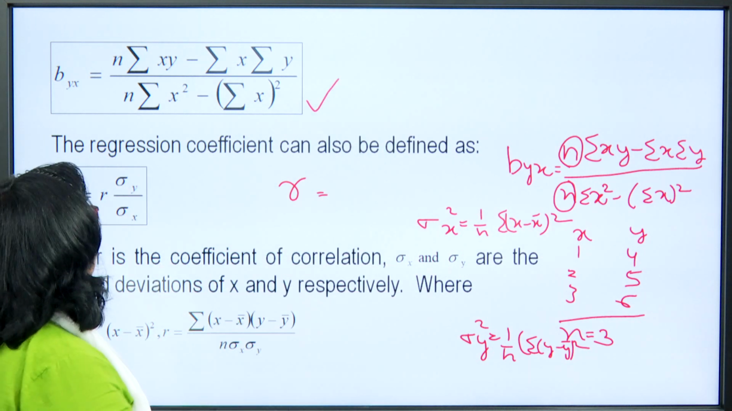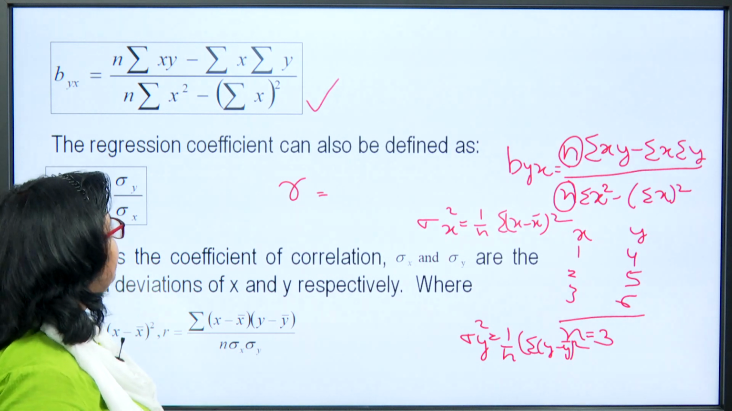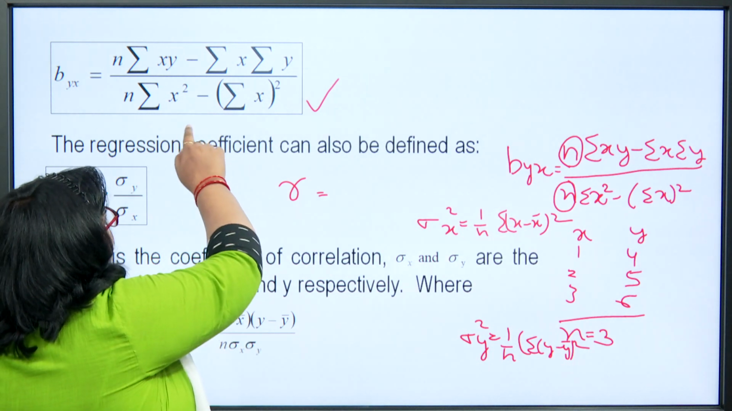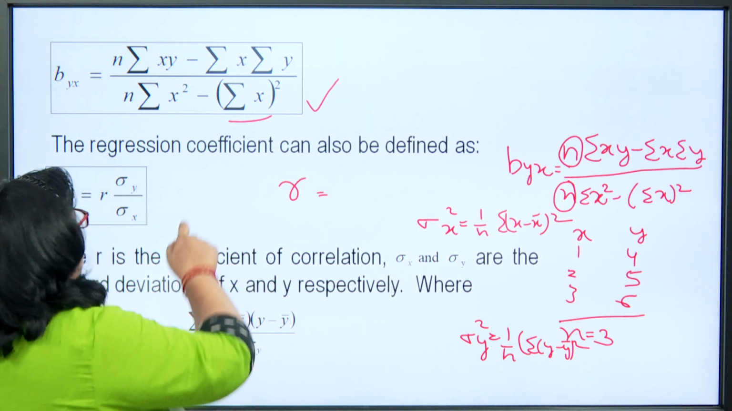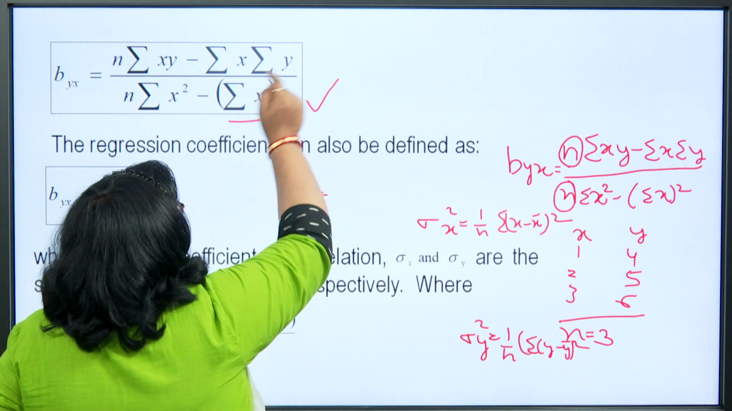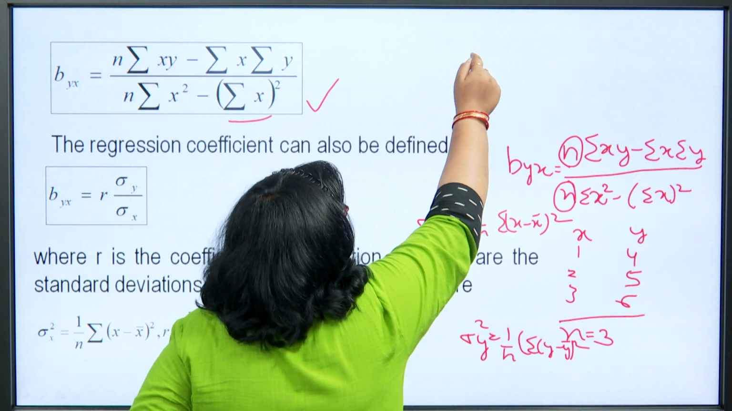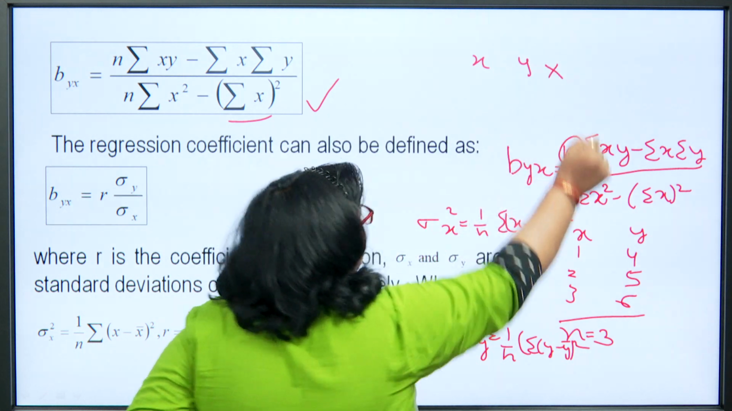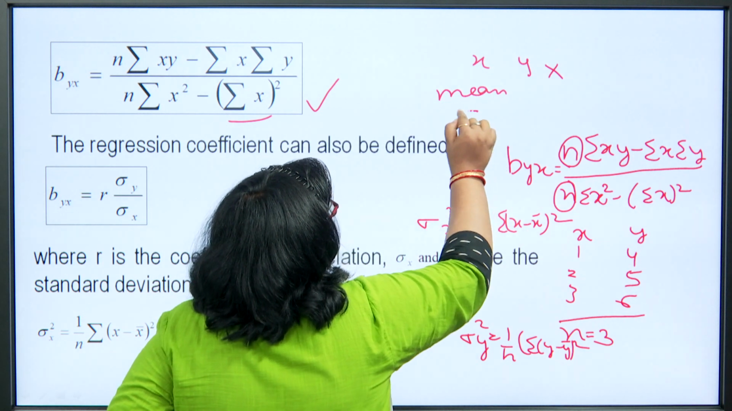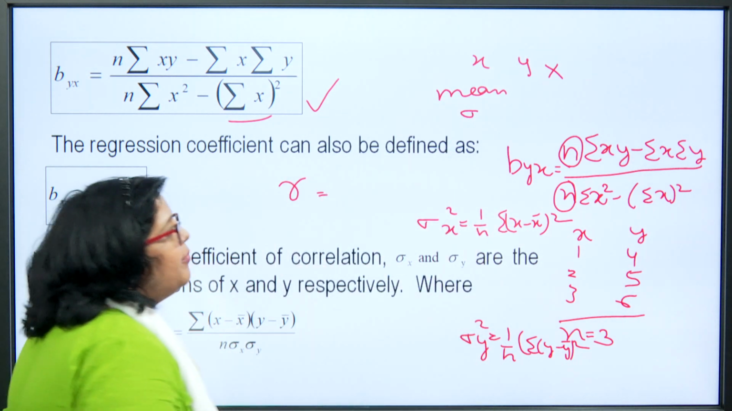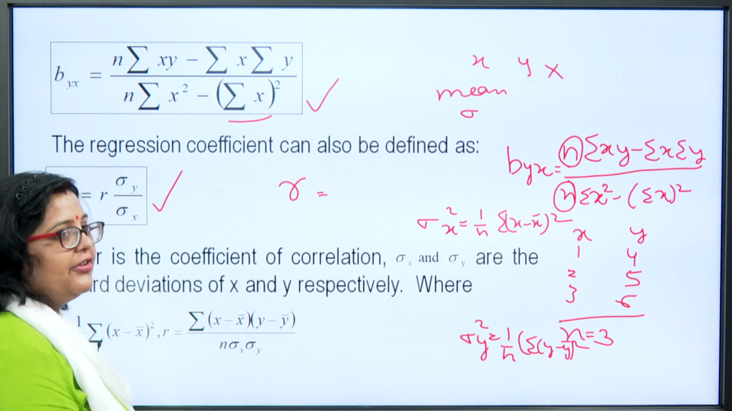We also find the value of byx by n summation xy minus summation x summation y upon n summation x square minus (summation x) whole square. And if we do not know the value of summation x, in questions where x and y are not given and only mean and standard deviation are given, we use this relation.